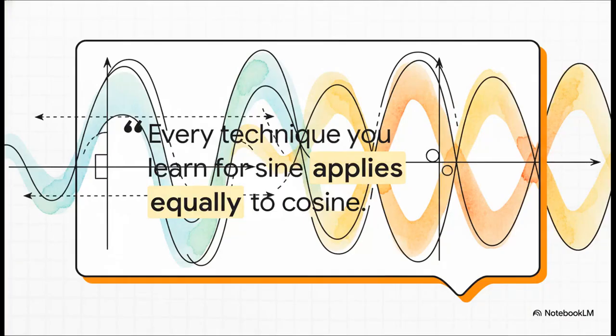So let's bring it all home. Please don't think of cosine as some brand new topic you have to learn from scratch. Every single transformation you've learned for sine, changing the amplitude, the period, the vertical shifts, it all works exactly the same for cosine. The only secret, the only thing you ever need to remember is the starting point.